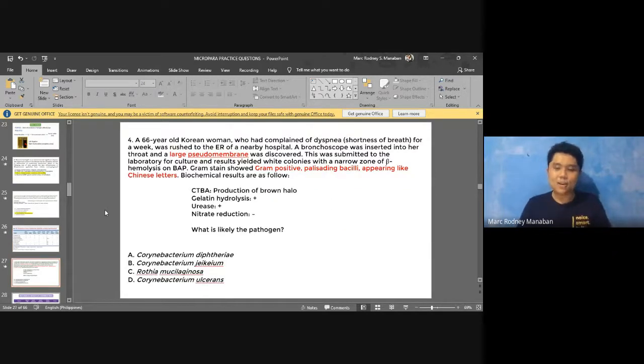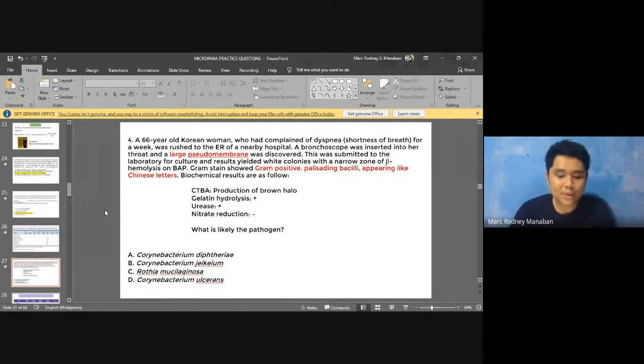Next, another case study. There's a patient who has a sore throat, and on examination the doctor sees a large pseudomembrane. Right there you already know: large pseudomembrane, which organism produces it? Corynebacterium. But there are many Corynebacterium species, so we have to look at other test results. The Gram stain showed gram-positive bacilli appearing like Chinese letters, which further confirms Corynebacterium as the possible answer.